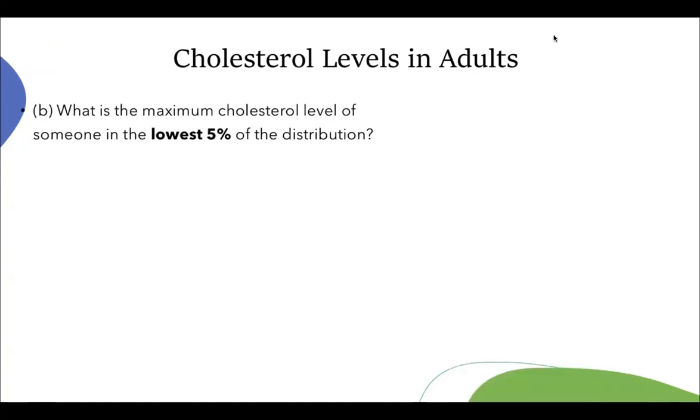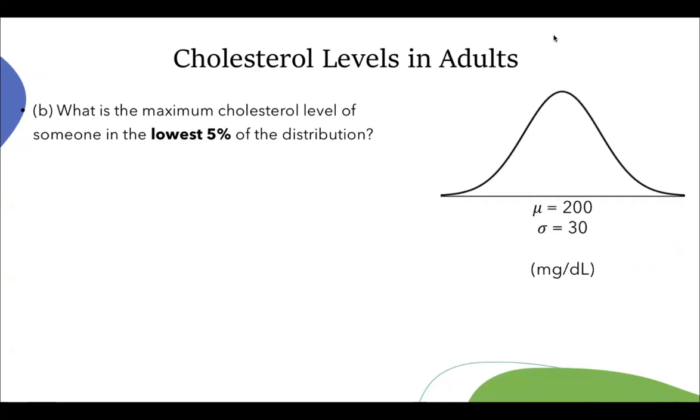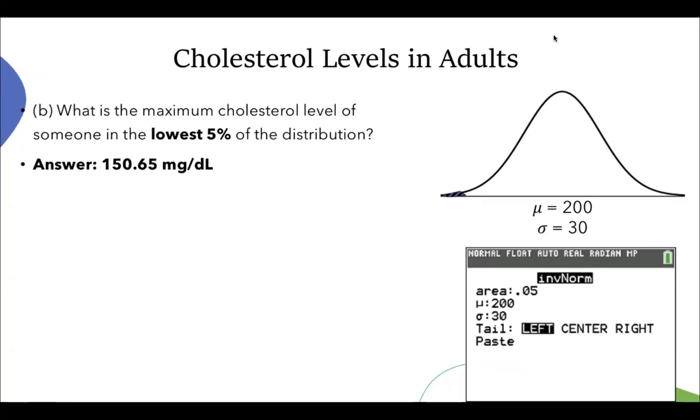The lowest 5%, low cholesterol is on the left. So shade in the lowest 5%. That's this piece right here. Okay, and so our area 0.05, mean, standard deviation, left, and paste that, and it is 150.65.